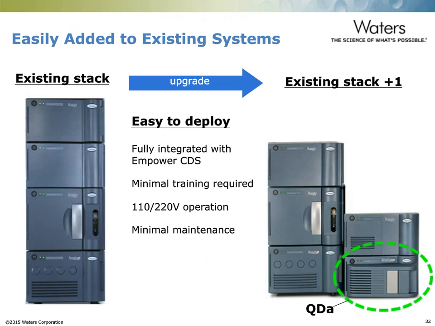If you look at adding an Acquity QDA to a system, you can see here highlighted in the green circle the actual footprint of the instrument. It is very small, roughly the same size as a normal fluorescence or a PDA detector. As I mentioned, it's fully integratable into Empower CDS, and what we found is there's very little training required. Essentially, if you can operate an optical detector, you could operate a QDA mass detector.